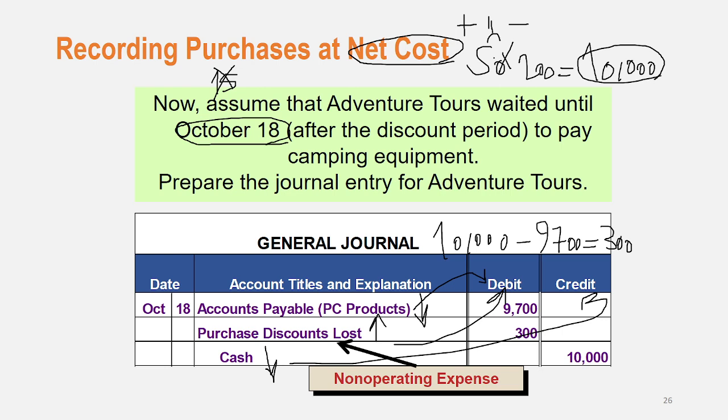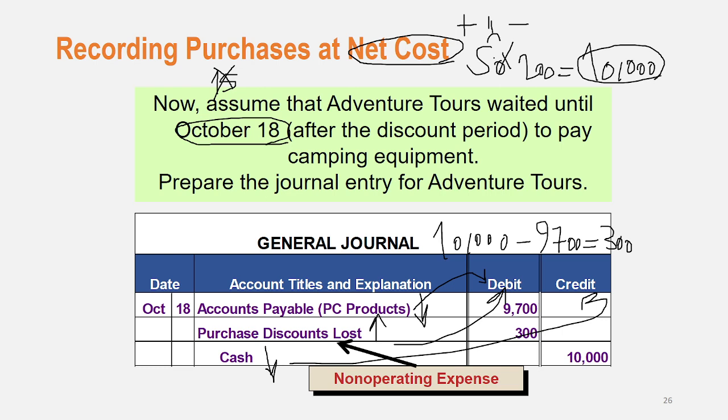The next account is purchase discount loss, and we debit this account. This records $300, the total amount of discount that Adventure Tours did not take advantage of because they paid after the discount period, on the 18th of October, and this reflects the lost opportunity as an additional expense.